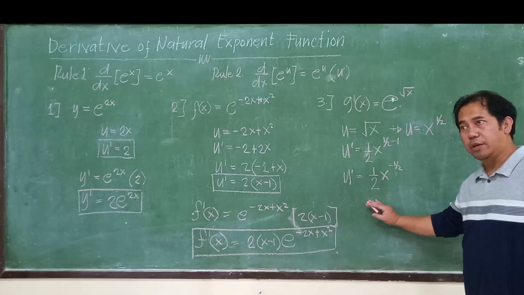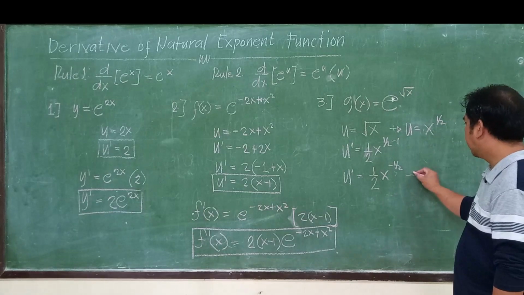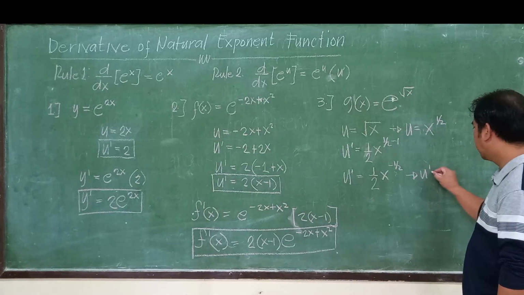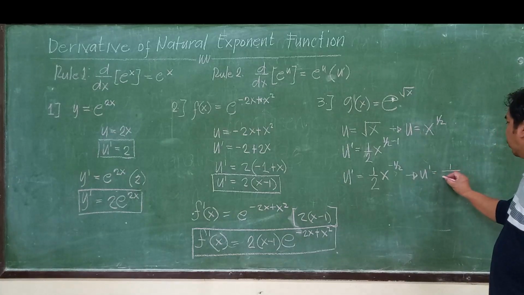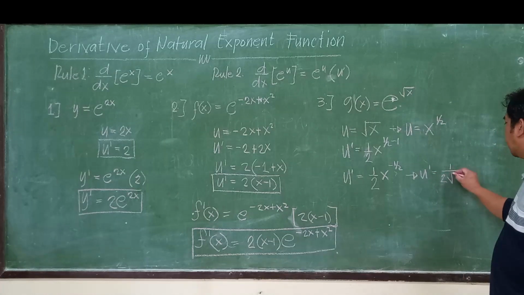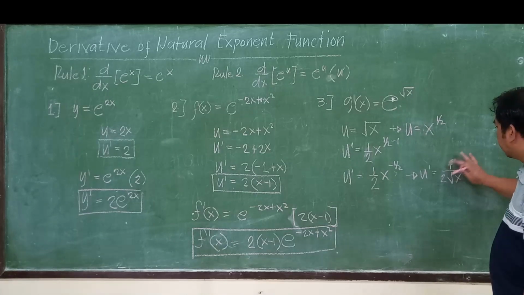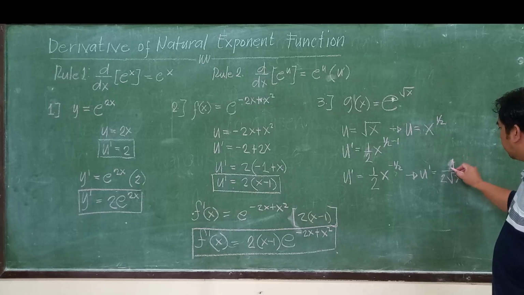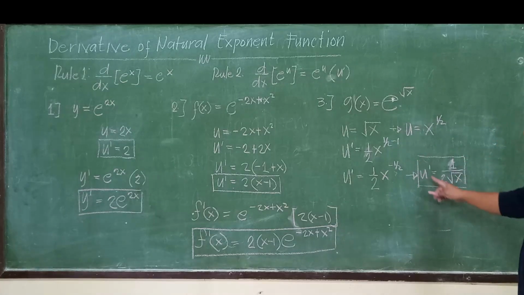Now, we have to convert this one into its radical form. What is the radical form? The radical form now would be u prime is the same as 1 over 2 the square root of x. So this would be now the derivative of the u, which is u prime is equal to positive 1 over 2 the square root of x.